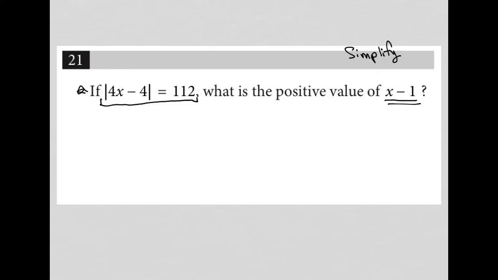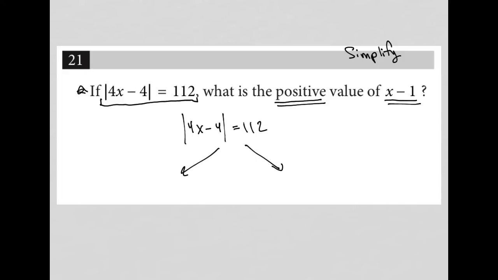The question says, if the absolute value of 4x minus 4 is equal to 112, what is the positive value of x minus 1? All right, what is the positive value of x minus 1? So the reason why it's asking for the positive value of x minus 1 instead of just the value of x minus 1 is because anytime you solve an absolute value equation, you're going to get two answers.